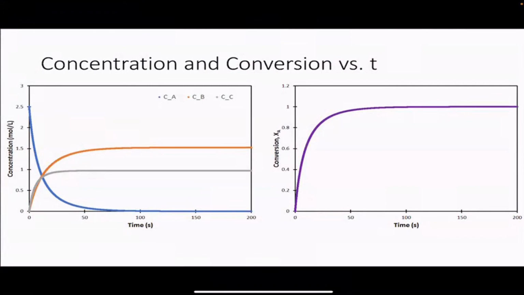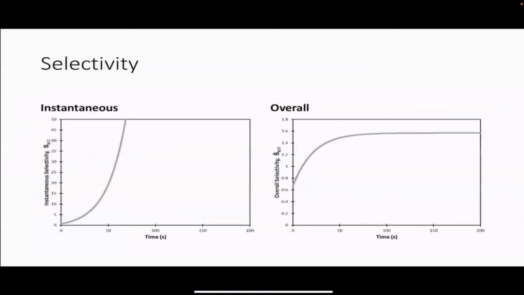So we have expressions now for the selectivity of our two species as a function of time, right? Where the instantaneous selectivity was 2K1 over K2 times CA, and the overall selectivity was just the concentration of B over the concentration of C. So let's look at that, right? So we were able to calculate the instantaneous and the overall selectivity.